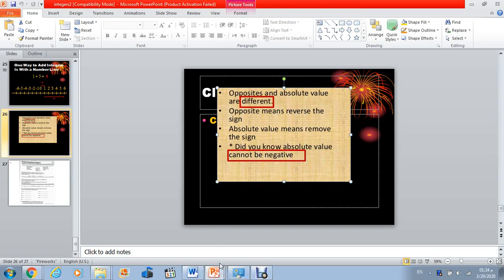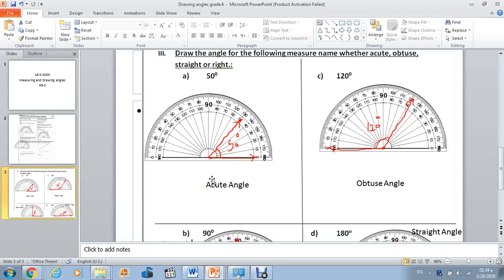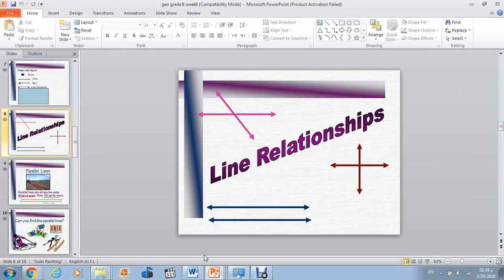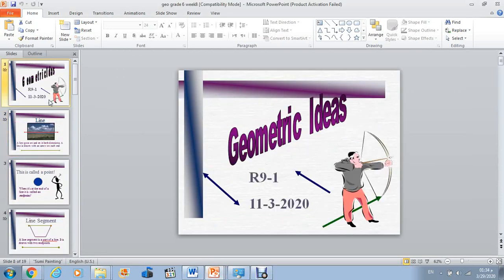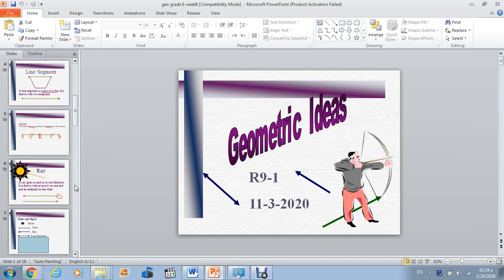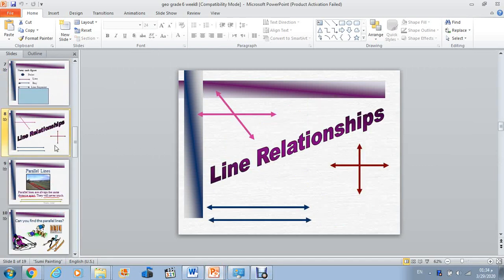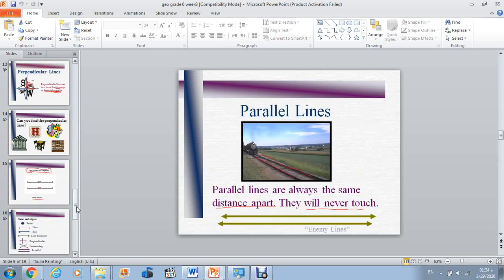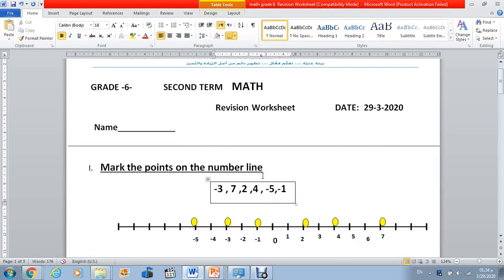So what else did we take in math? We took the drawing angles lesson, drawing and measuring angles, and the third lesson, which was geometric ideas and the relationships between lines, whether they are parallel, perpendicular, or intersecting. Okay, so those are the 3 lessons we're going to revise today in our worksheet.